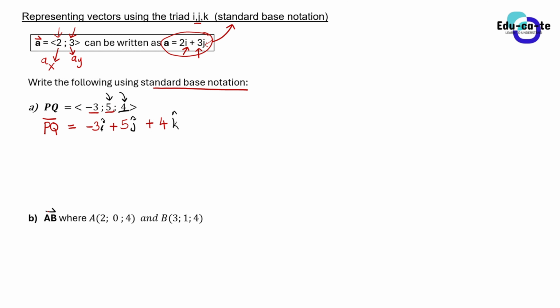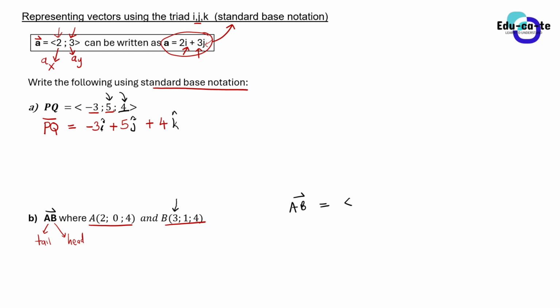Remember that I covered this in my previous video: if you've got a vector AB, A here is the tail of the vector, and B here is the head of the vector. So point A is the tail, point B is the head. To express your vector in the form of its components, AB will be given by the x value of the head minus the x value of the tail.